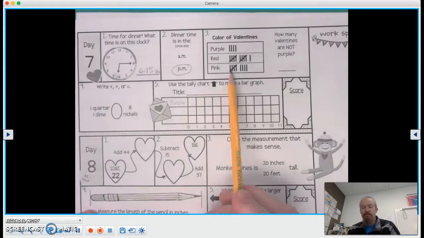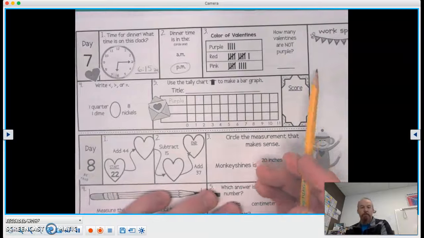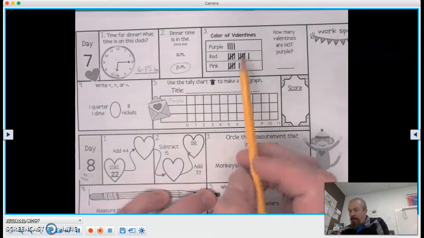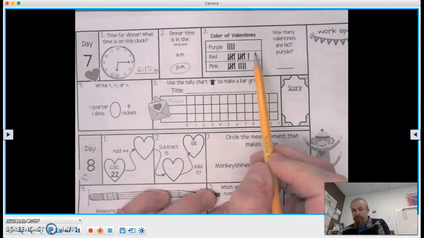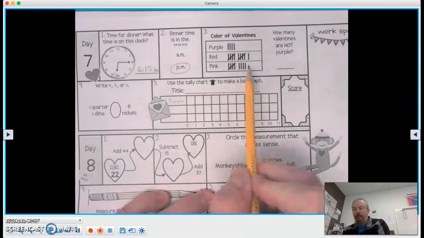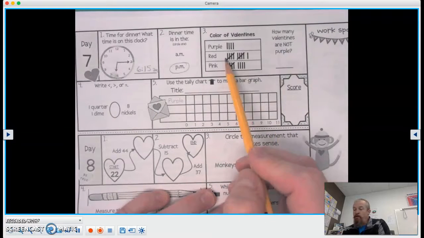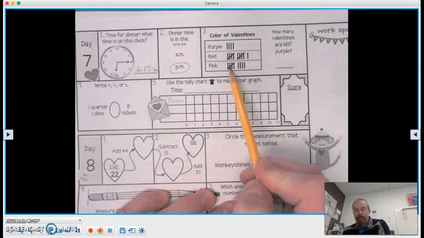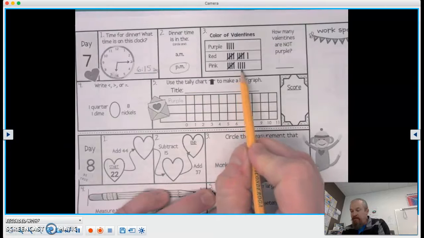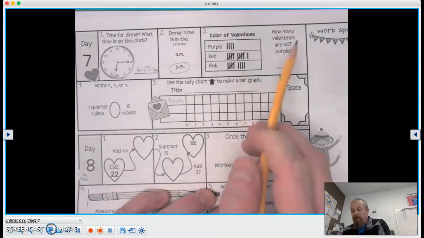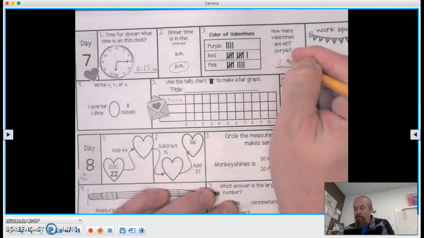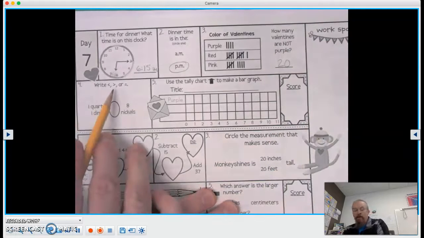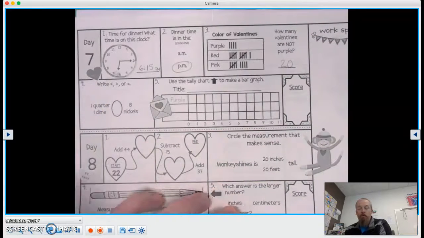So each is a tally. Each tally is worth 1. So red, there's 5, 10, 11. And pink, there are 5 and 4 is 9. So let's go 5, 10, 15, 16, 17, 18, 19, and one more makes 20. So how many are not purple? There are 20.